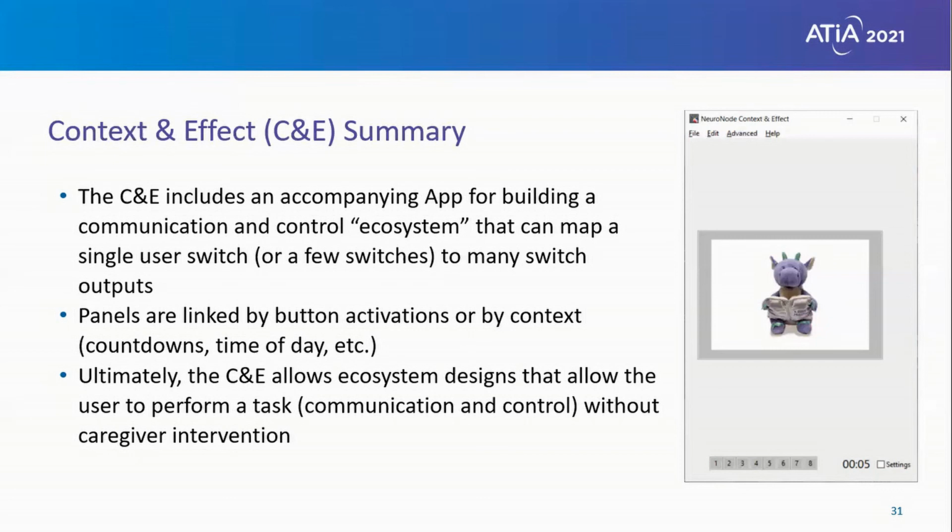And ultimately, what you're looking for is these ecosystems that allow you to perform a task, some combination of communication and control, without caregiver intervention. In the case of a dining experience, not only can you control the robot, but you can express needs related to that dining experience through the communication part of the ecosystem.